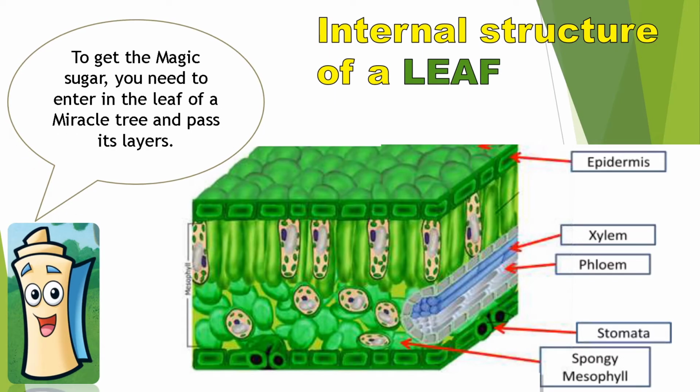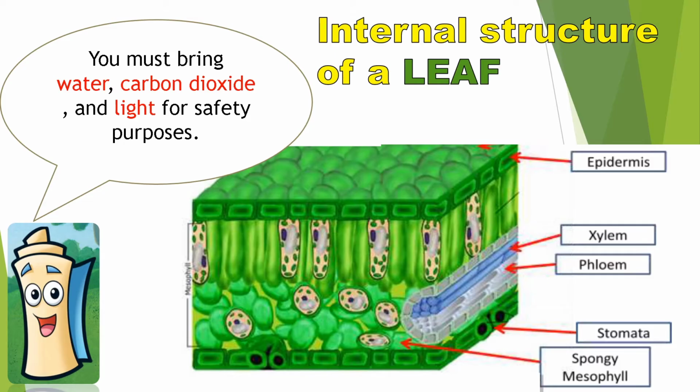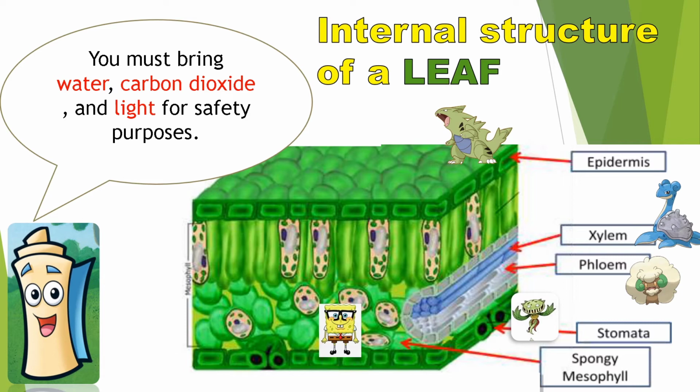Kaya't diniscuss ni Mr. Map kung paano makakakuha ng magic sugar sa loob ng miracle tree. To get the magic sugar, you need to enter in the leaf of a miracle tree and pass its layer. The leaf has 5 layers: the epidermis, xylem, phloem, stomata, and spongy mesophyll. Aside from that, you must bring water, carbon dioxide, and light for safety purposes, because in each layer, there are guards that protect the layer.